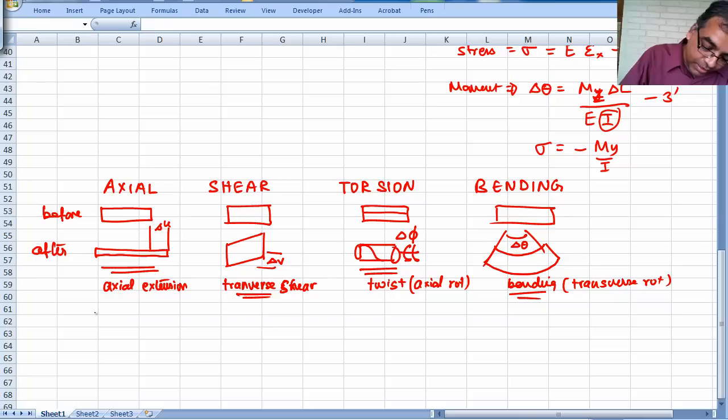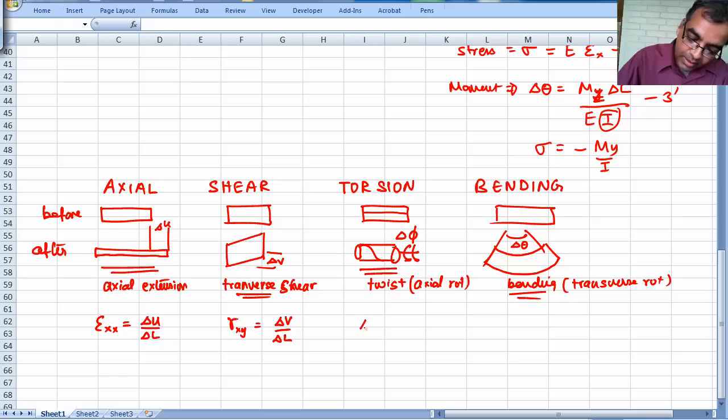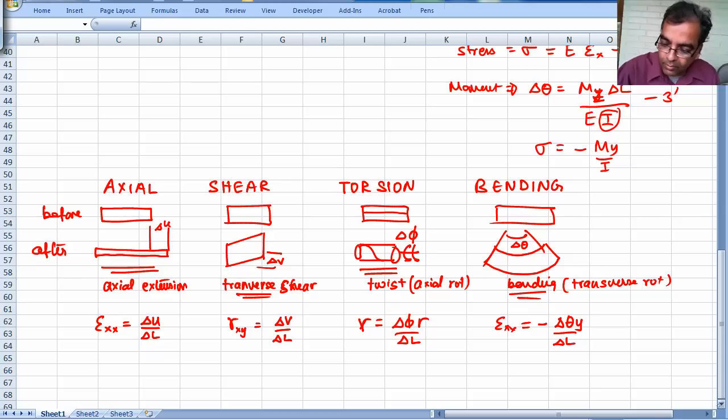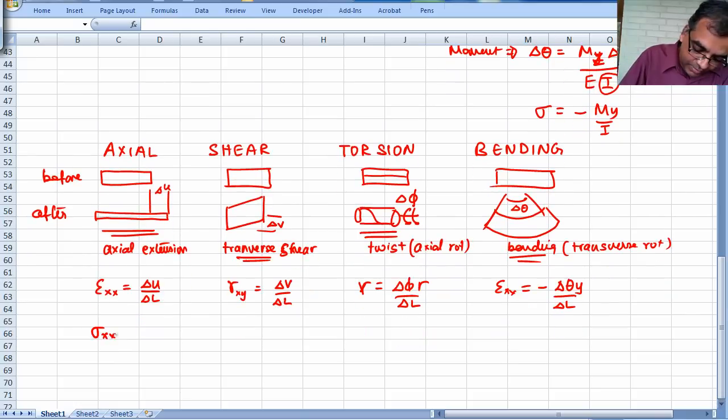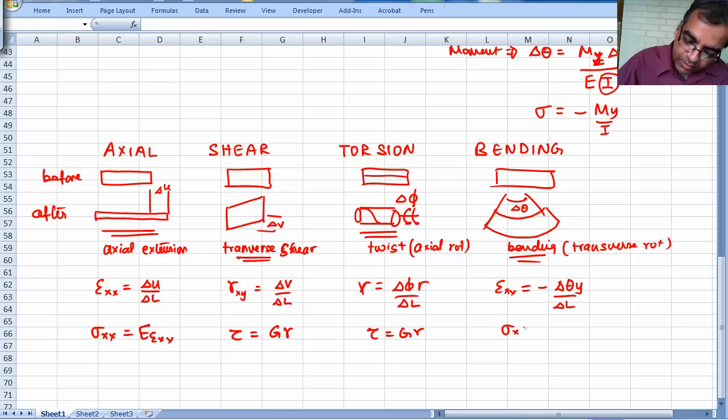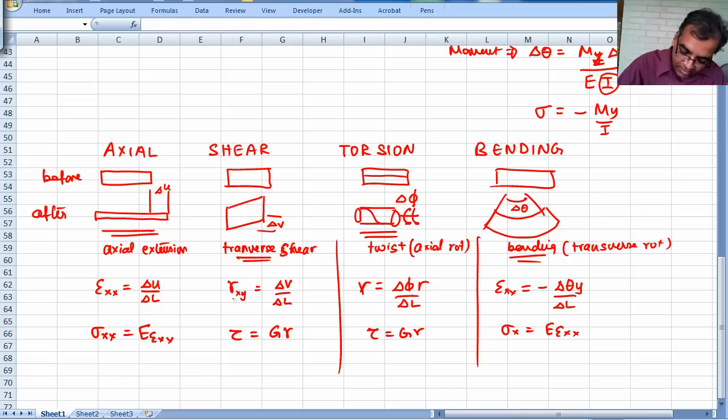Okay, so our notation says epsilon xx is delta u over delta l, gamma xy is delta v over delta l, gamma is delta phi r over delta l, epsilon xx is minus delta theta y over delta l. Then stress sigma xx equal to E times epsilon xx, tau equal to G times gamma. I'll show you why we get all this. Don't worry about it. Right now I want you to see the parallel.